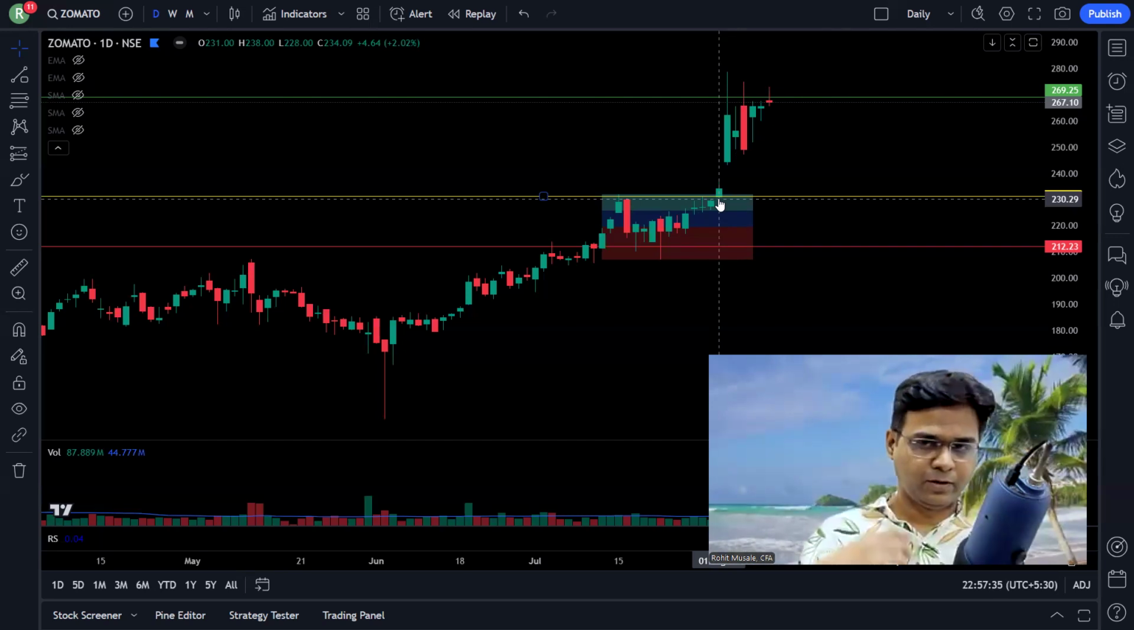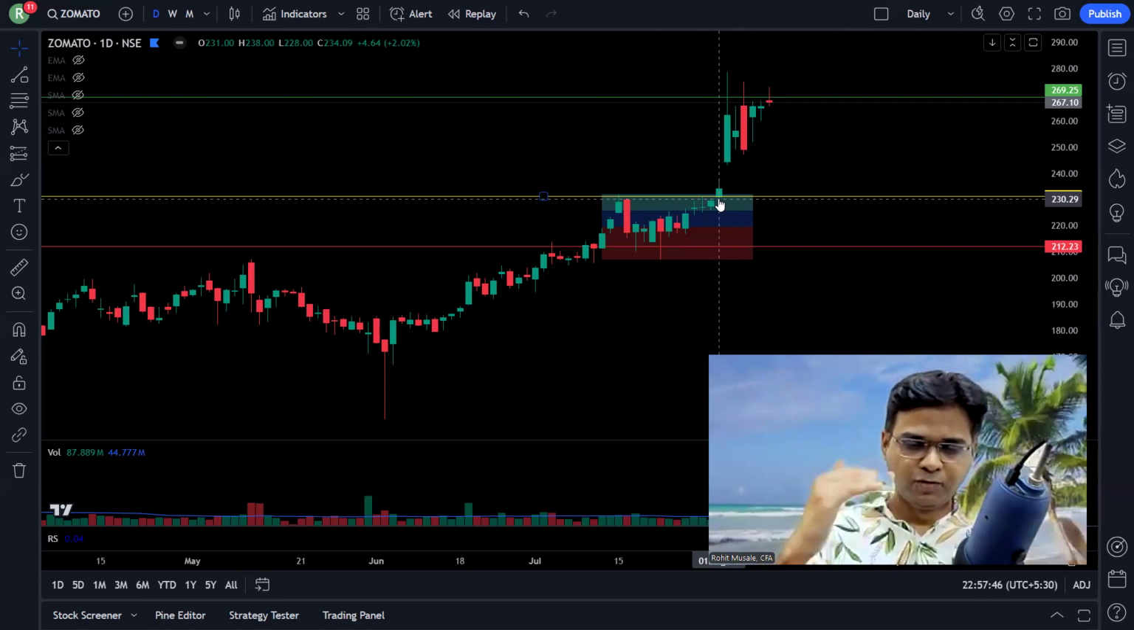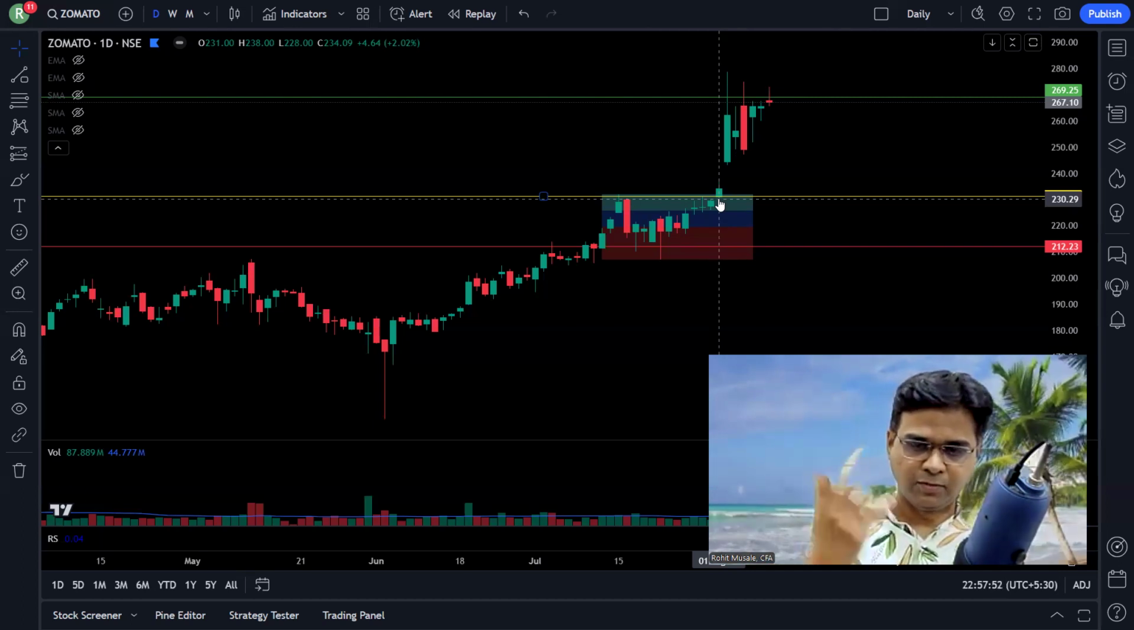Now, the risk is not zero because the stock could gap down. It could form lower circuits, but the probability of that happening is very less. So, when you move the stop loss to a certain level, you have almost reduced the risk down to zero. That is one way of eliminating risk from the stock.